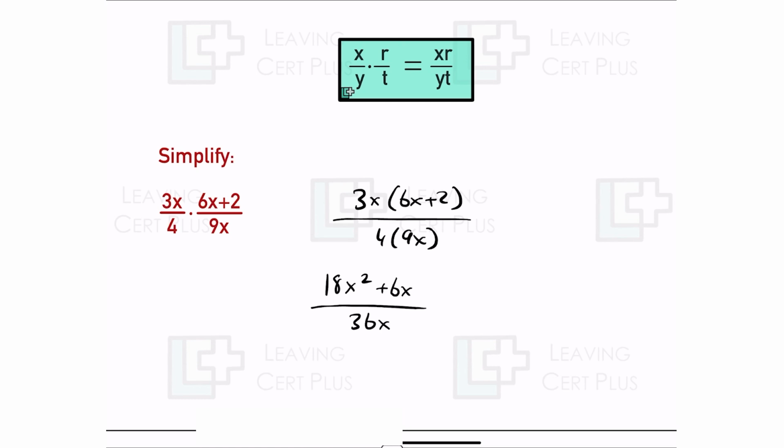You can see that all of our coefficients here are divisible by 6. And we also have an x on each term.